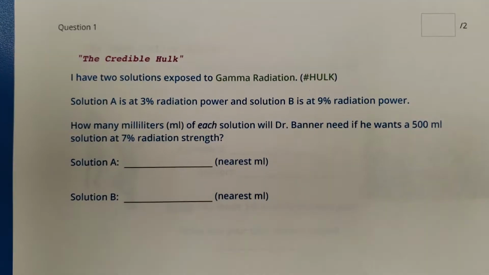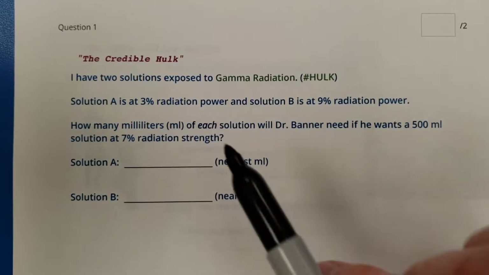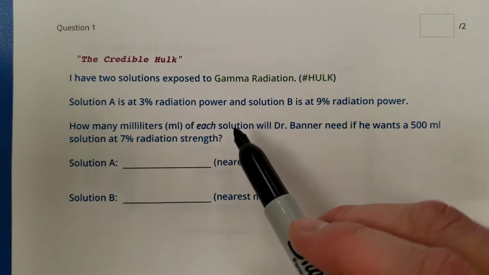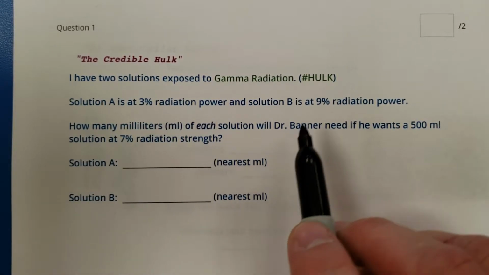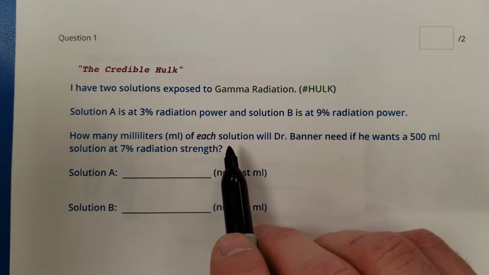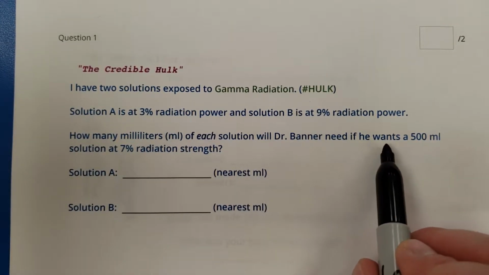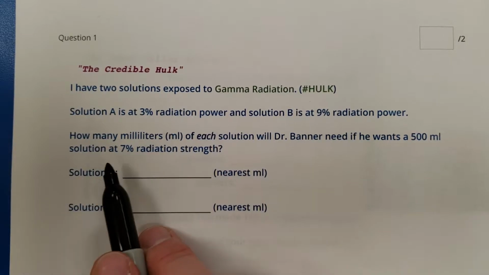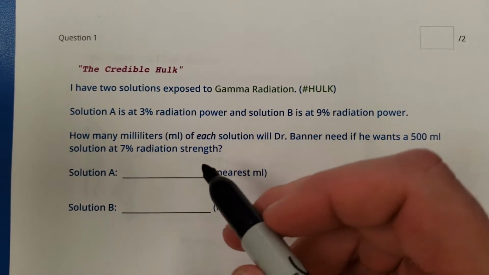Here we go. I have two solutions exposed to gamma radiation. Solution A is 3% radiation power and solution B is 9% radiation power. How many milliliters of each solution will Dr. Banner need if he wants a 500 milliliter solution at 7% radiation strength?